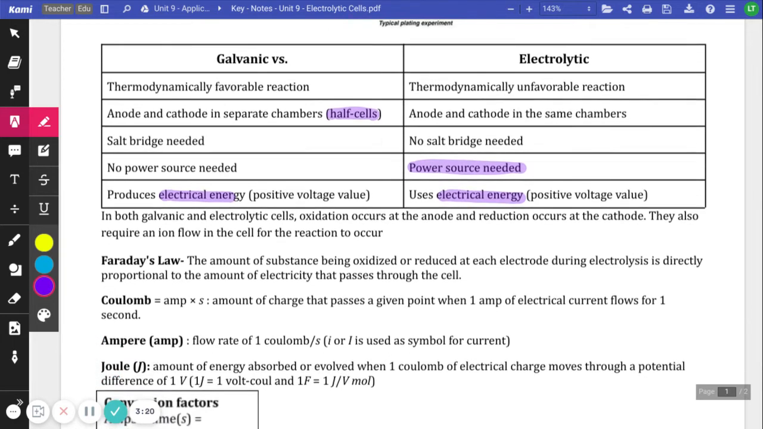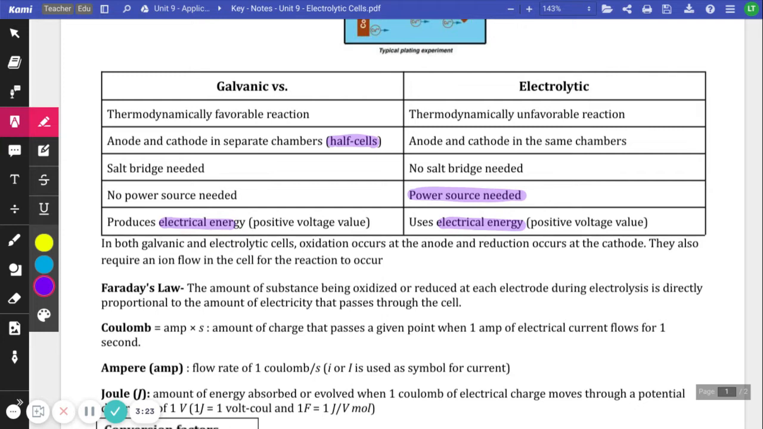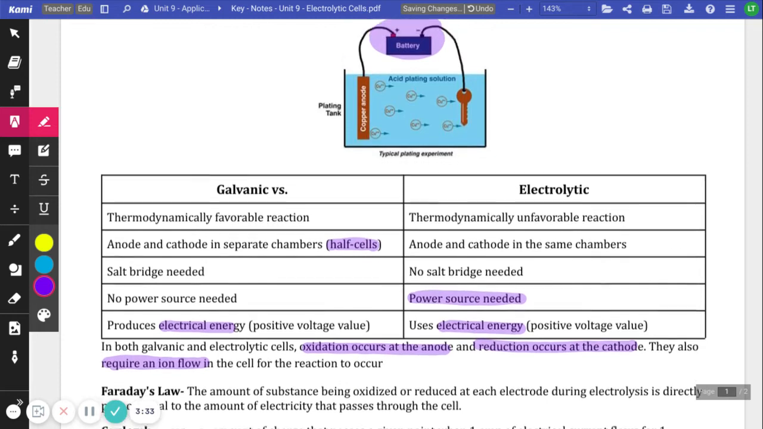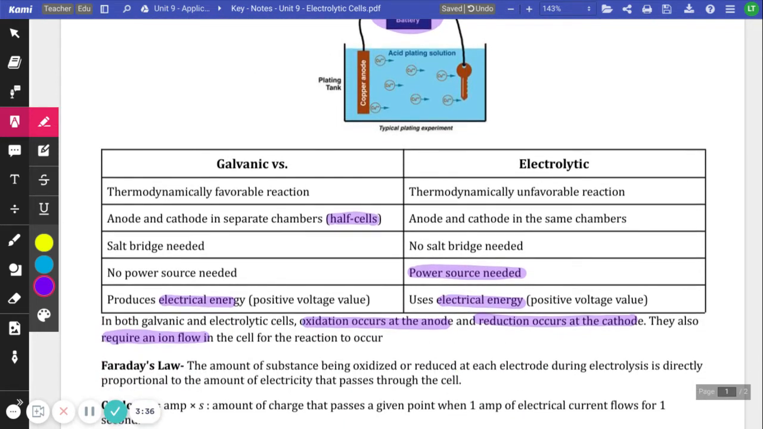Now, there are some things that occur in both. In both, oxidation occurs at the anode and reduction occurs at the cathode. They also both require an ion flow in the cell for our reaction to actually occur. That highlights the differences between galvanic and electrolytic. Again, if you are asked to solve for E-cell of an electrolytic, it's the same concept, but instead of flipping our reactions to get a positive value, we would flip our reactions to make sure that we got a negative value for our cell potential in an electrolytic cell.